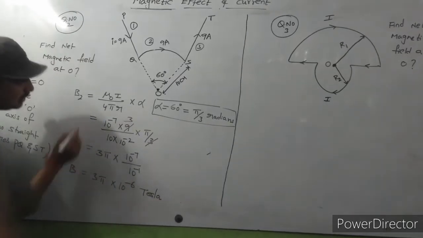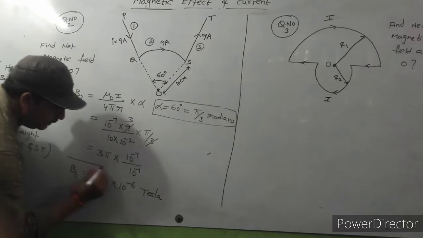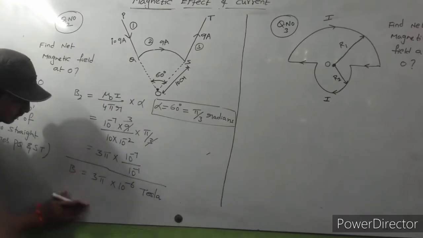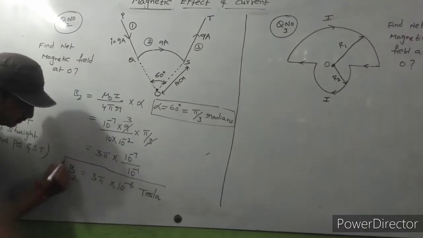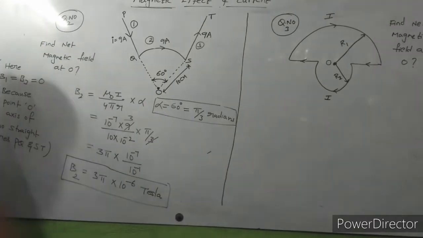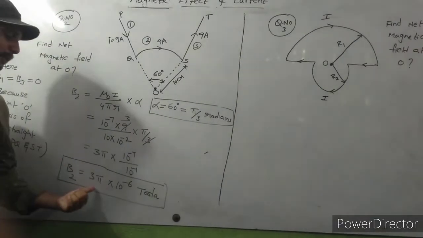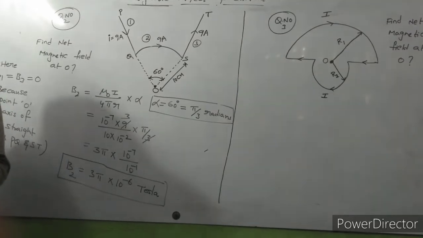So the magnetic field at O. That is due to the second part. The magnetic field due to the second part is 3 pi into 10 power minus 6 Tesla.